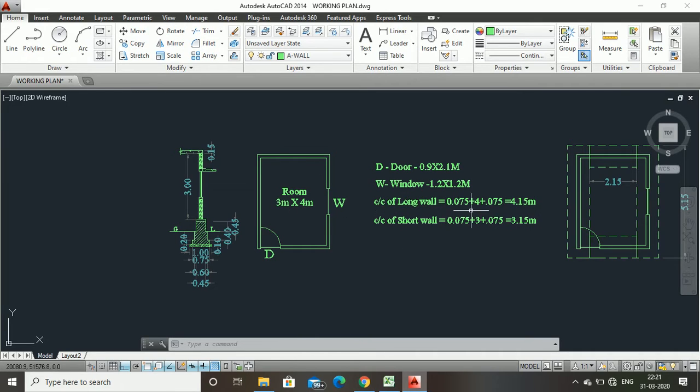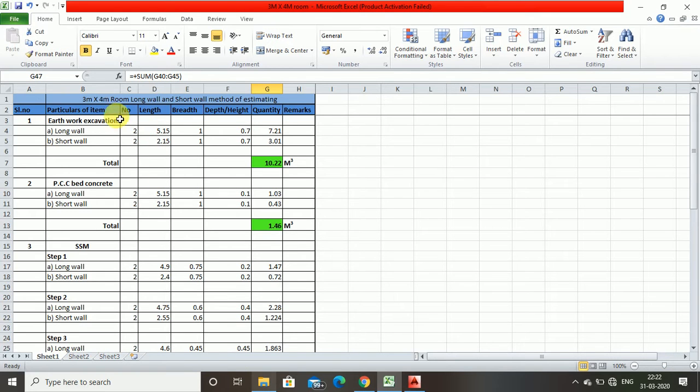So the center to center distance of long wall will be the inner to inner distance of 4 meter, plus half of thickness of wall on either side, that is 0.15 by 2 plus 0.15 by 2 plus 4 meter, which equals 4.15 meter. And the short wall distance will be 3 meter, that is inner to inner distance, plus half of wall thickness on either side. So let us go to the calculation, that is 3 meter by 4 meter long wall and short wall method of estimating.